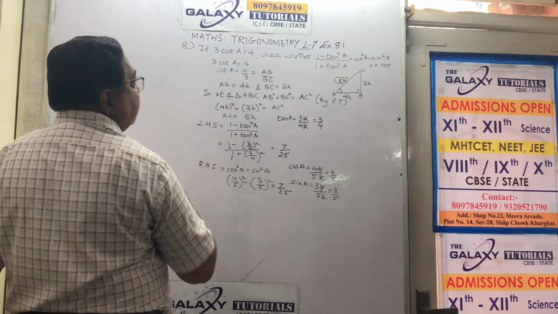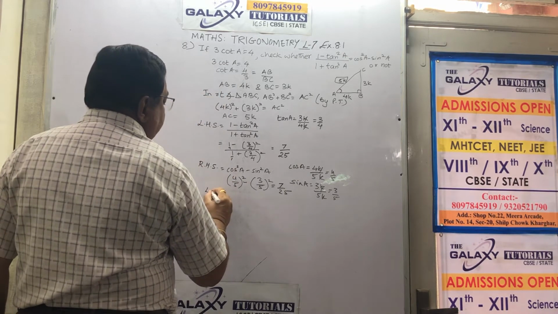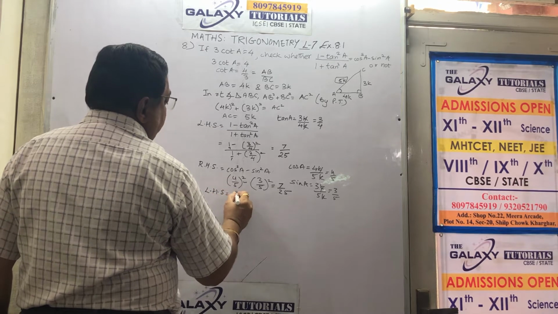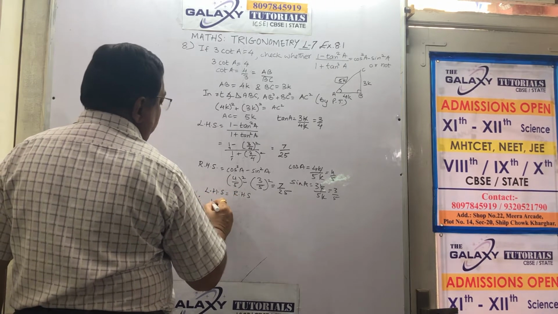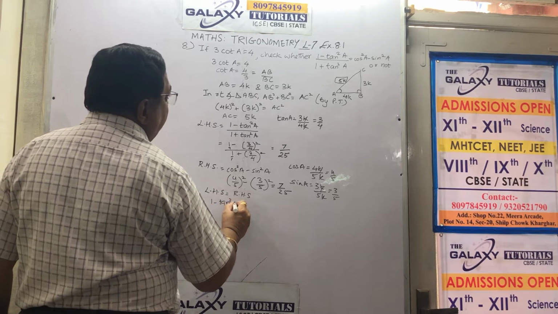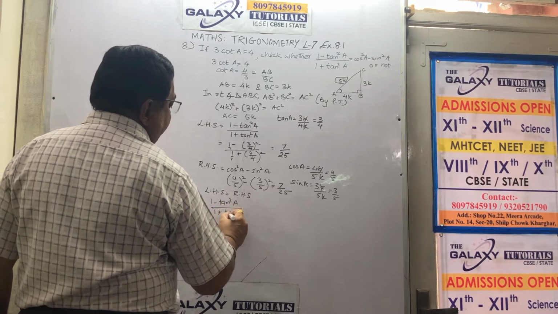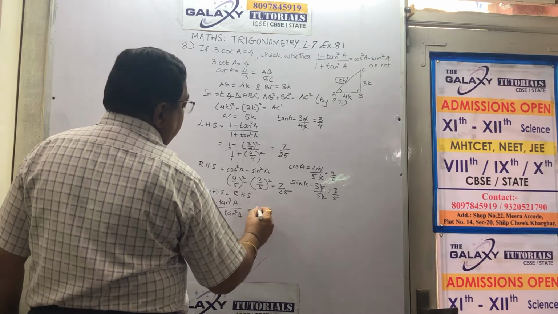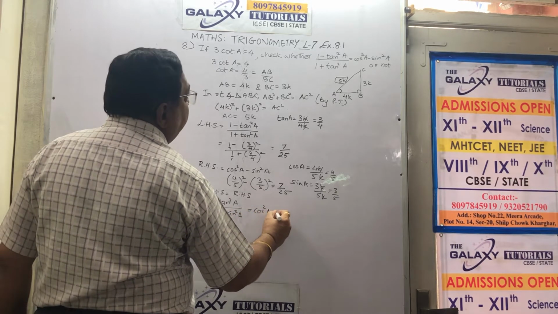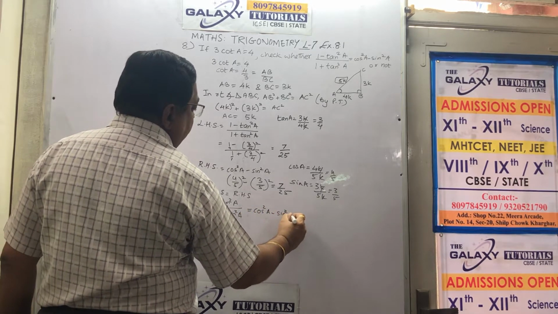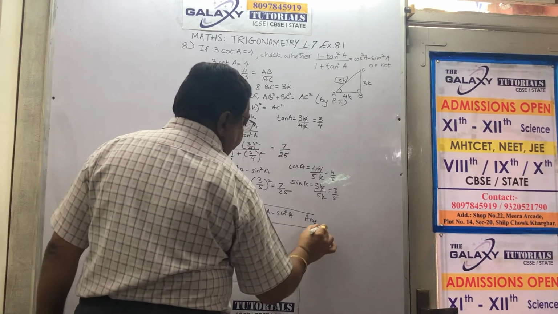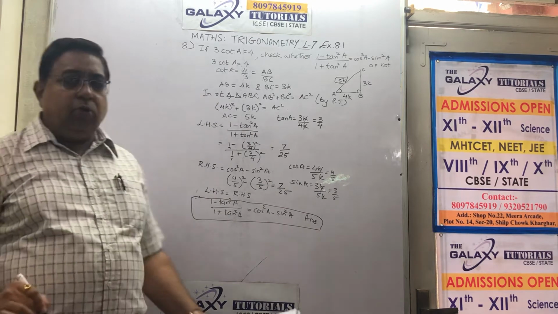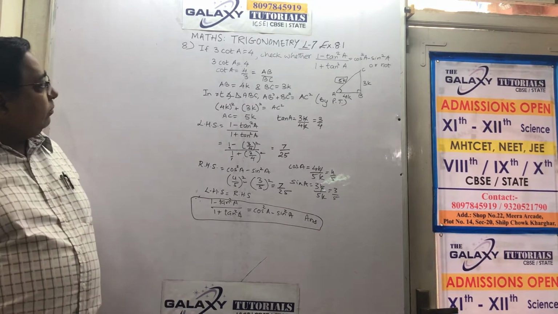Okay, how do I complete the sum? Check whether left hand side is equal to right hand side. Therefore 1 minus tan square A upon 1 plus tan square A is equal to cos square A minus sine square A is my answer, and I will put a square box around it. This is how you represent the sum.